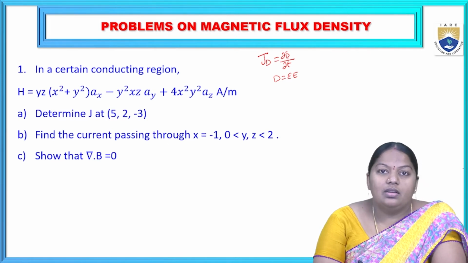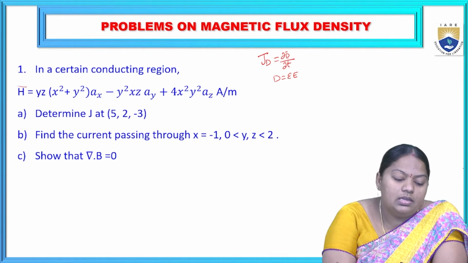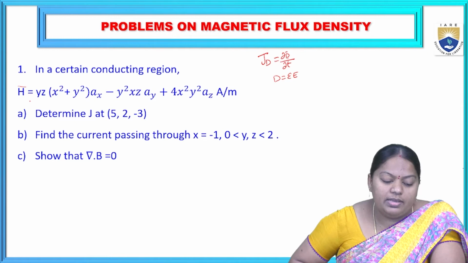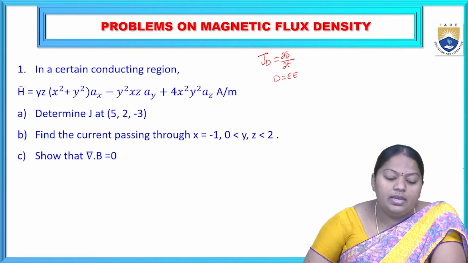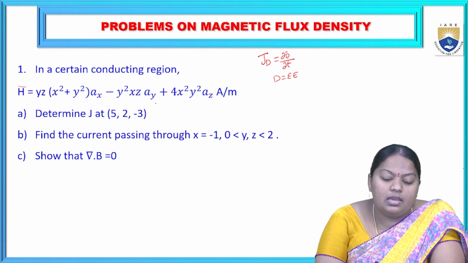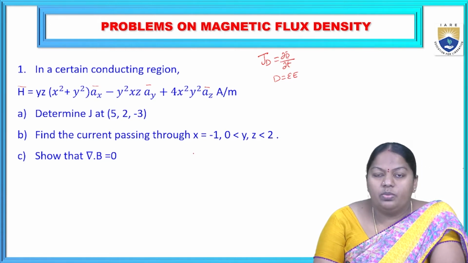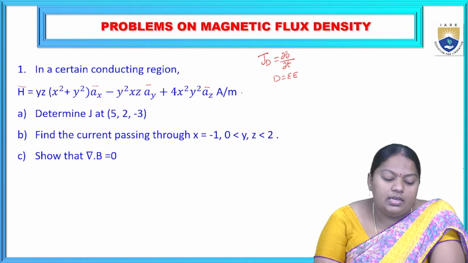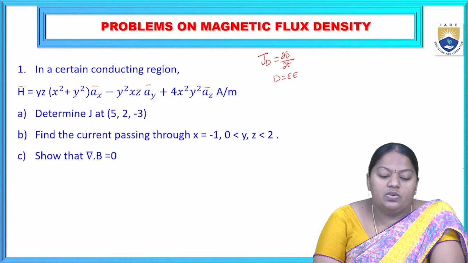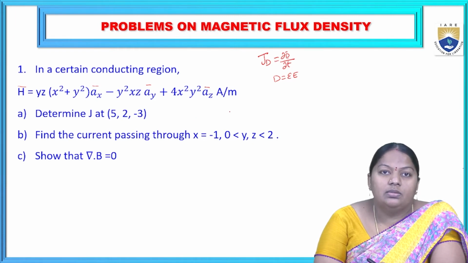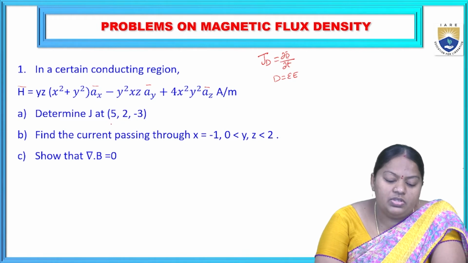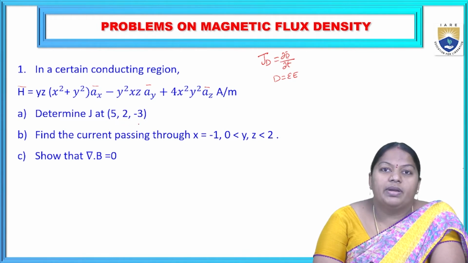In a certain conducting region, H is a vector given as yz into (x square plus y square) ax minus y square xz ay plus 4x square y square az ampere per meter. Generally, the magnetic field intensity H is measured in ampere per meter. Now, determine J at (5, 2, minus 3).